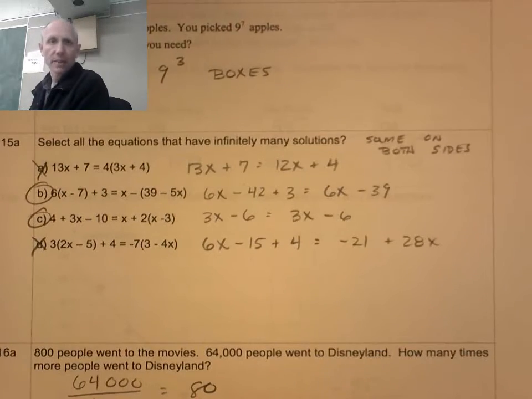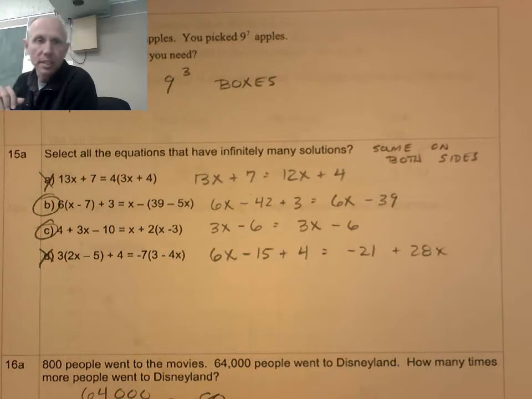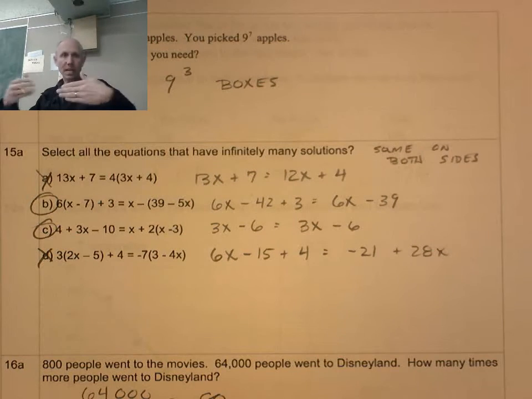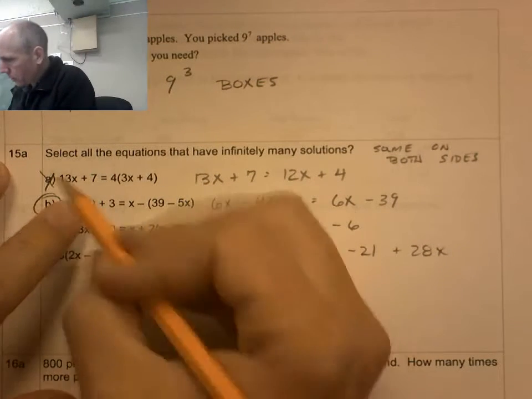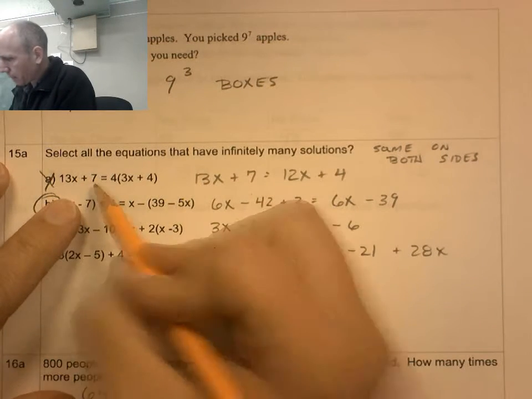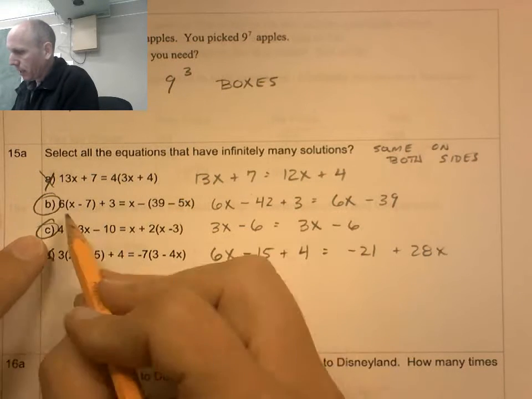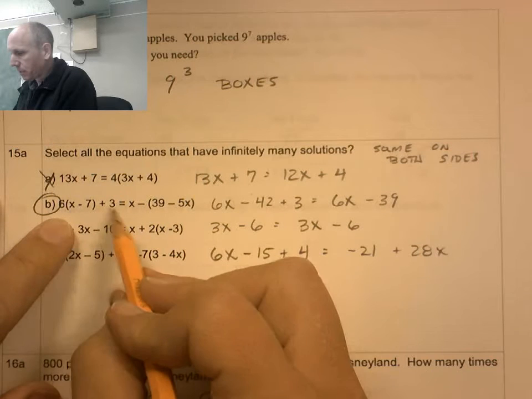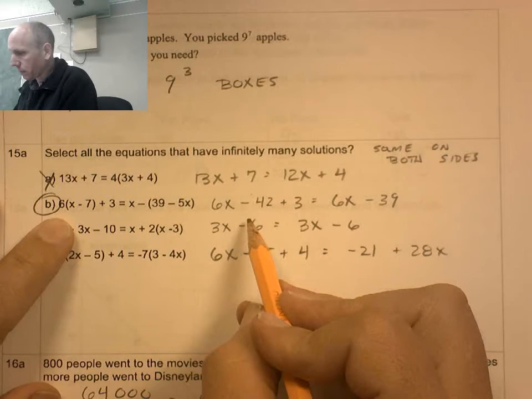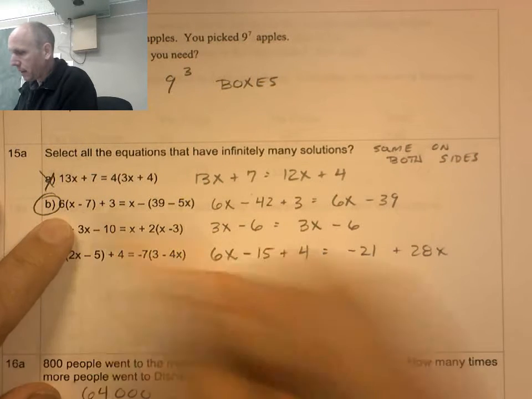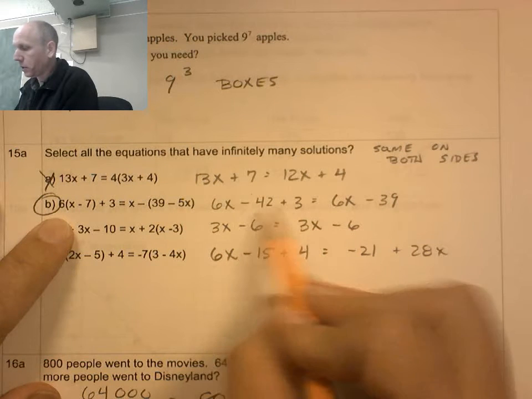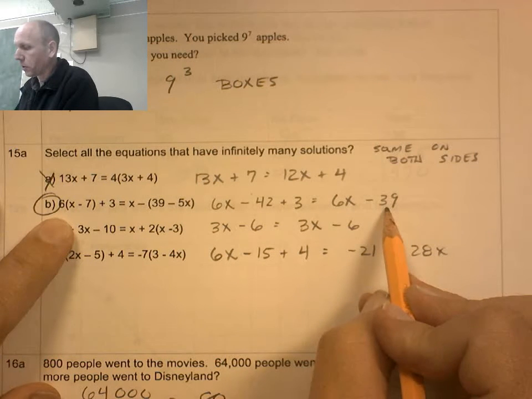Select all the equations that have infinite solutions. Infinite solutions means that they're going to be same on both sides. So 13x plus 7 is not going to be the same as this guy if I distribute and add. If I, see, this gives 6x plus 3, no, excuse me, 6x minus 42 plus 3. Negative 42 plus 3 is the same thing as the negative 39 on the other side.